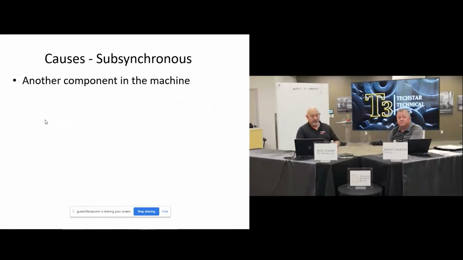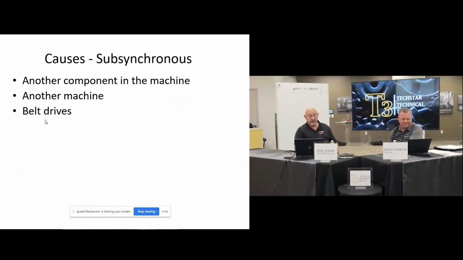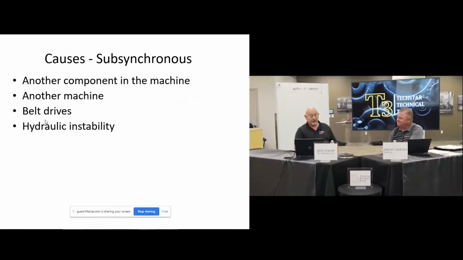Subsynchronous can be another component in the machine that's maybe resonating, or it could be turning slower. Just like if you're taking readings on a motor that has a belt drive to a fan, the fan's turning slower, you may see subsynchronous frequencies on your motor being induced from that fan that's turning at a lower speed. That's correct. Makes sense. Another one, like I was saying, belt drives, hydraulic instability, that would be like your oil whirl.